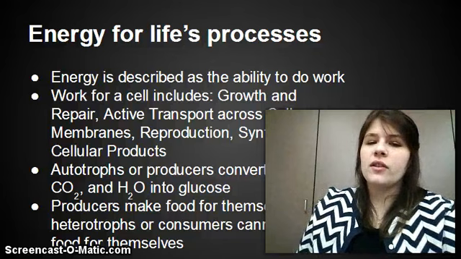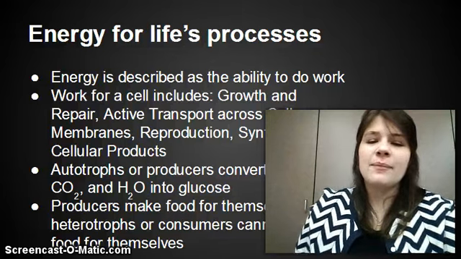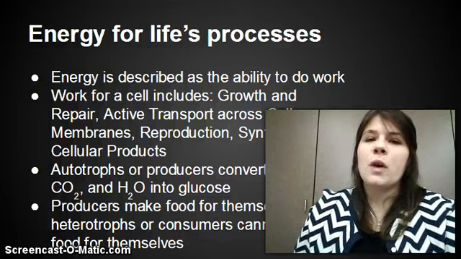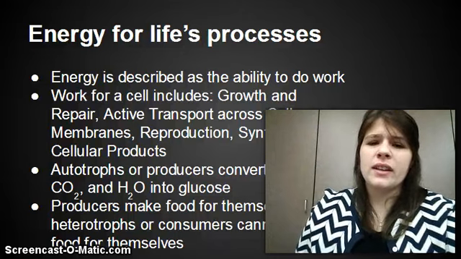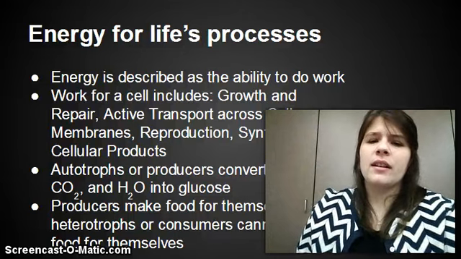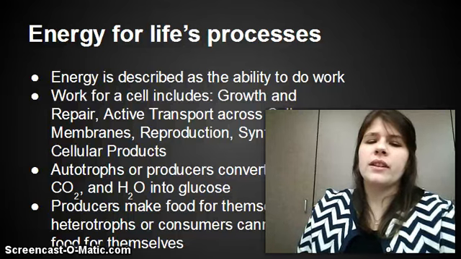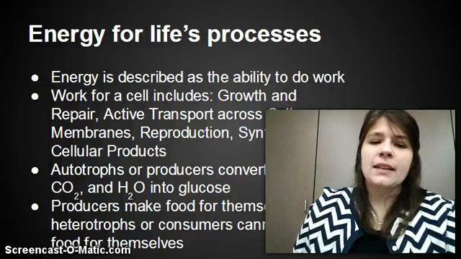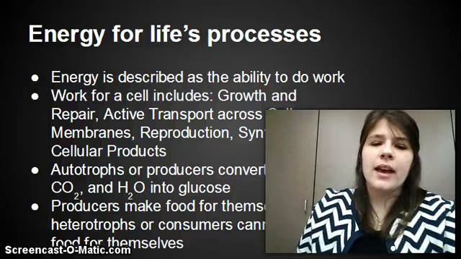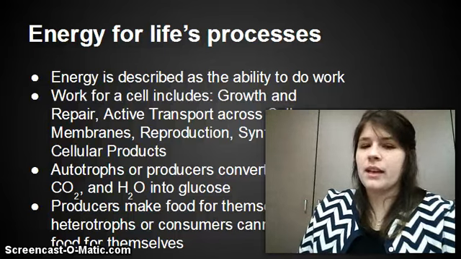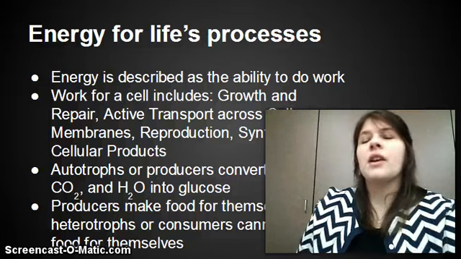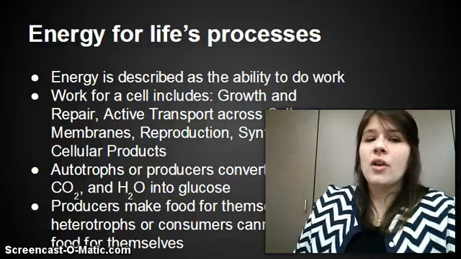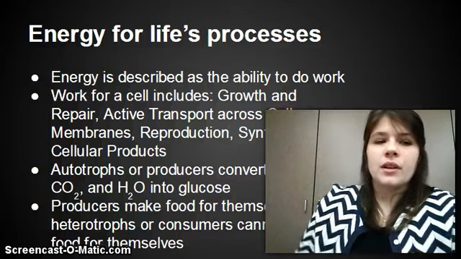So autotrophs, or producers, we got those words again, are going to convert sunlight, carbon dioxide and water into glucose. Two very, very important things. So what's happening? Well, we're going to have producers make food for themselves. Heterotrophs, or consumers, don't make food for themselves, so they're going to eat those producers.